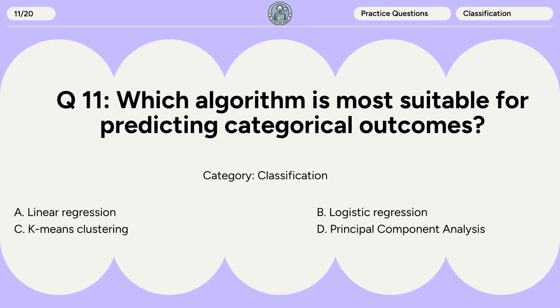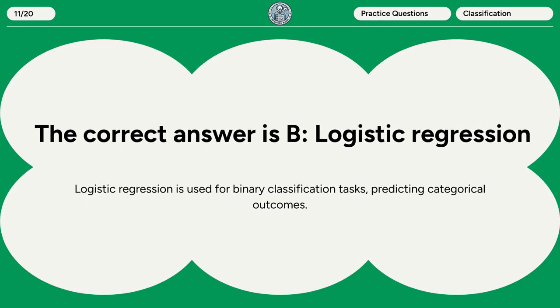Question 11. Which algorithm is most suitable for predicting categorical outcomes? A. Linear regression. B. Logistic regression. C. K-means clustering. D. Principal component analysis. The correct answer is B. Logistic regression. Logistic regression is used for binary classification tasks, predicting categorical outcomes.